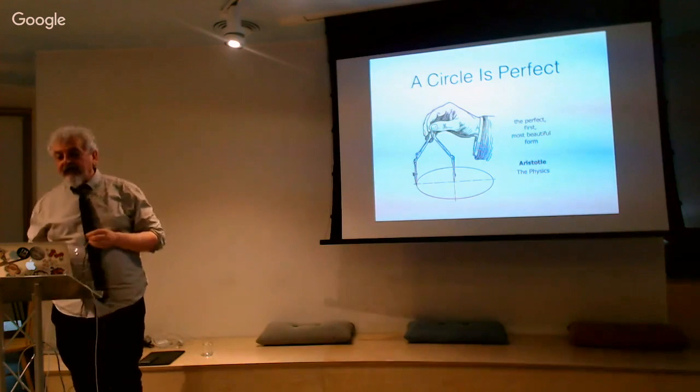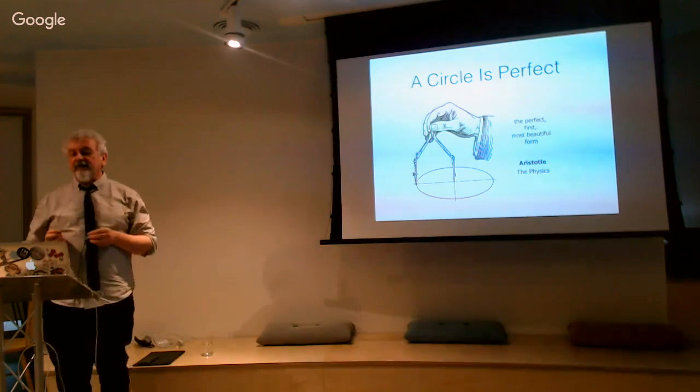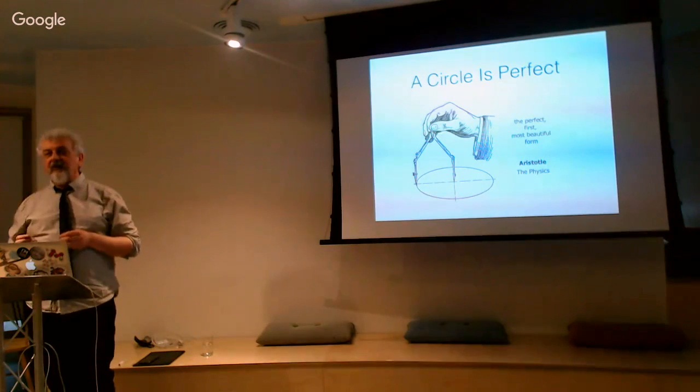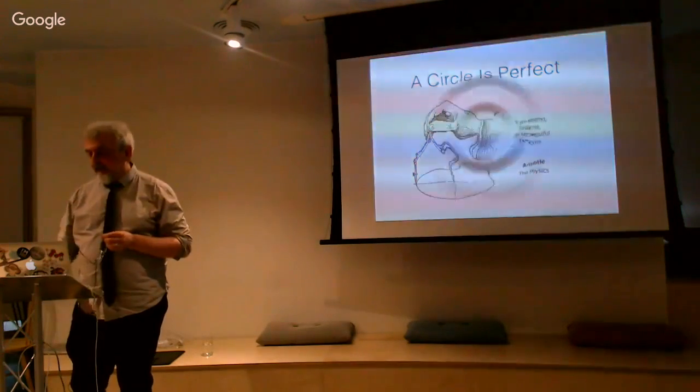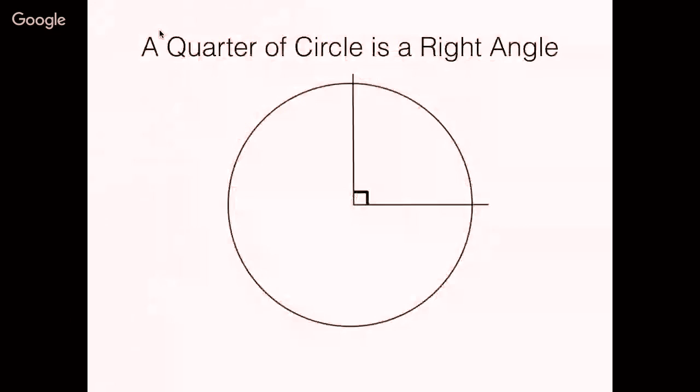The ancient Greeks were totally in love with circles. The circle was an image of perfection. So let's start with a circle. And one interesting thing about a circle is that a quarter of it is a right angle, and those are very useful for building bookcases and so on. And as we all know, a right angle is 90 degrees.